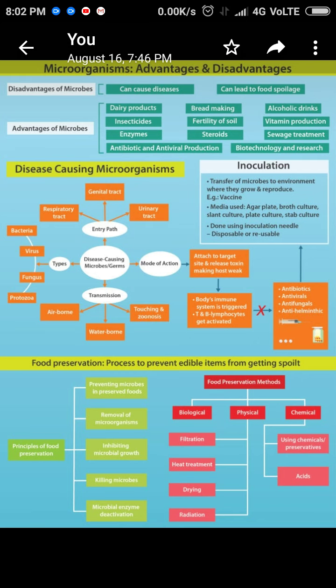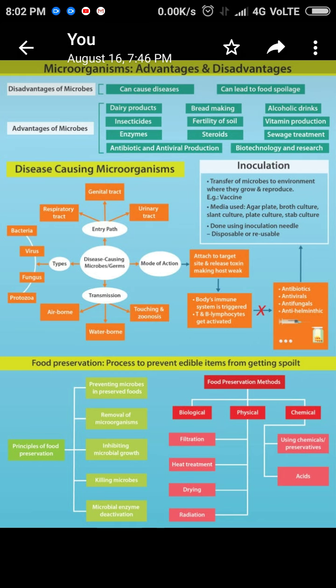So let's start with the advantages of microorganisms. It is helpful in production of dairy products and production of insecticides. Insecticide is nothing but something to kill the insects and pests in agriculture. It is also helpful in the production of enzymes and antibiotics, antiviral production, and it also helps in bread making. Especially yeast is used to prepare bread.